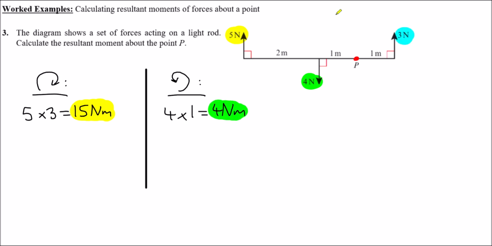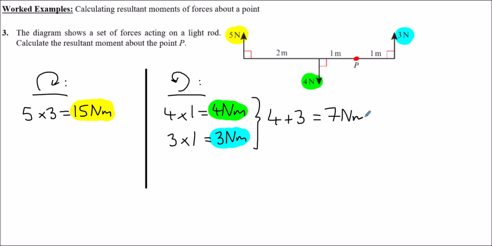And the 3 Newton force on the far right hand side would have a moment of 3 multiplied by the distance of this force from P, which again is 1. So 3 times 1 gives 3 Newton meters. So from these two, hopefully we can see that the total anti-clockwise moment is 4 plus 3, which is 7 Newton meters.